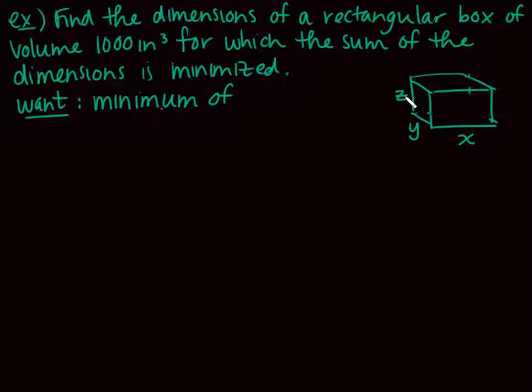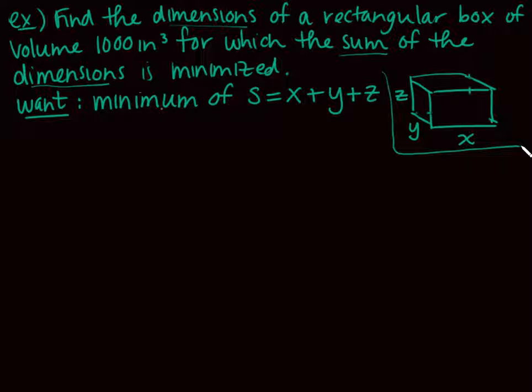Okay, so it doesn't really matter how we label this. I'll let this side be X, this side be Y, and we'll let this be Z. So look at what this says. What do I want? I want the dimensions of the rectangular box for which the sum of the dimensions is minimized. So I want the minimum of the sum. So I'll just call it S for sum. And I want the minimum of this function right here. Okay, but the problem is it's not a function of two variables. We need it to be a function of two variables.